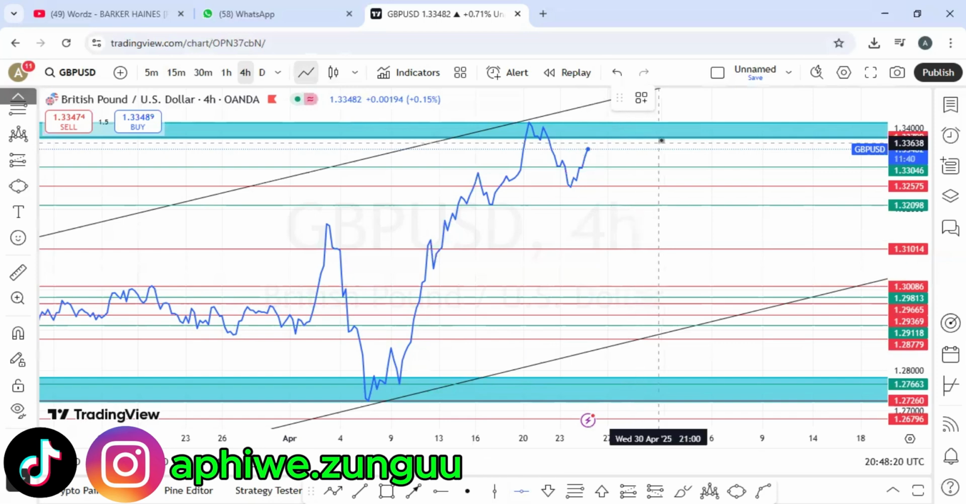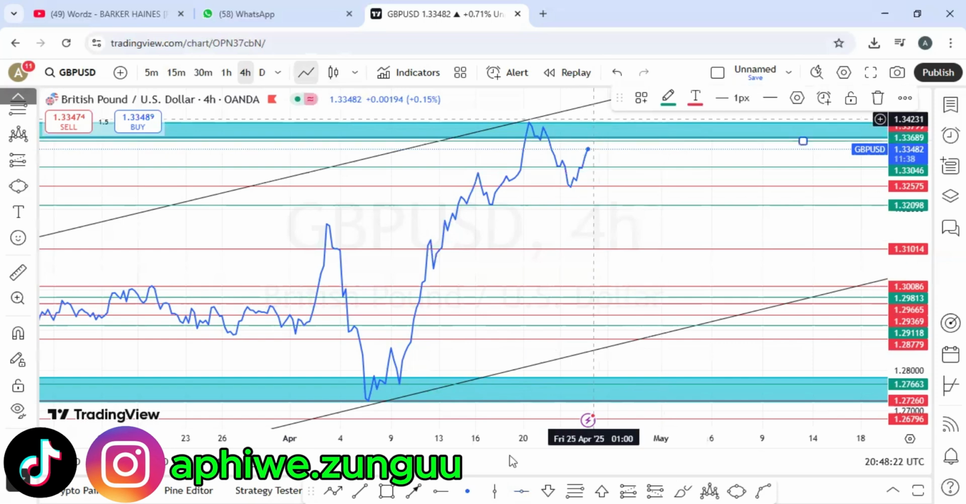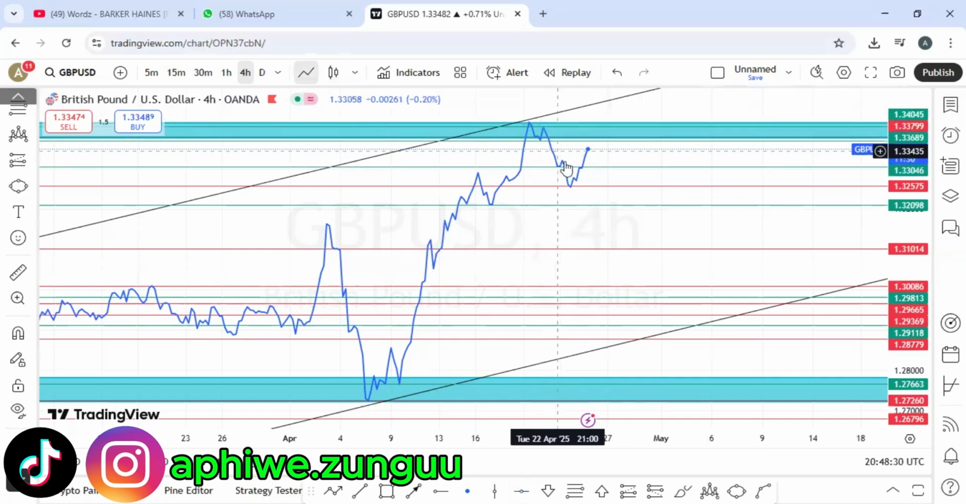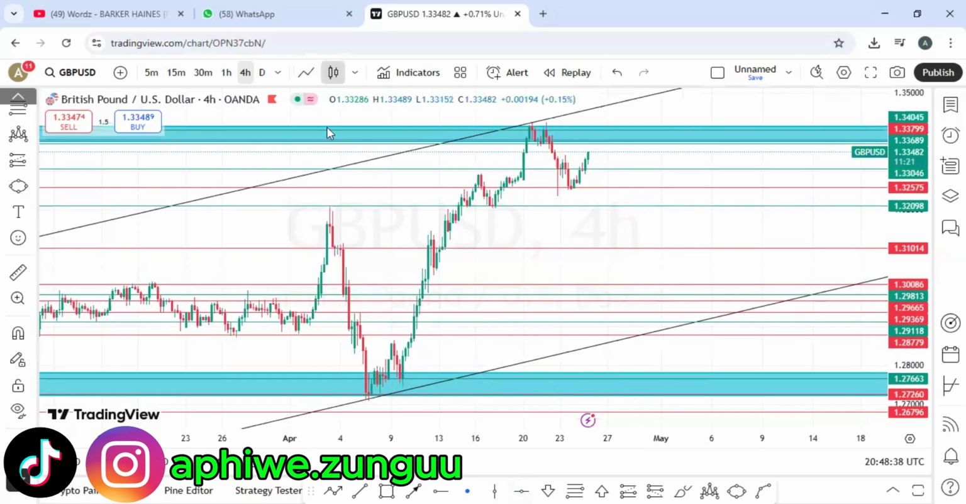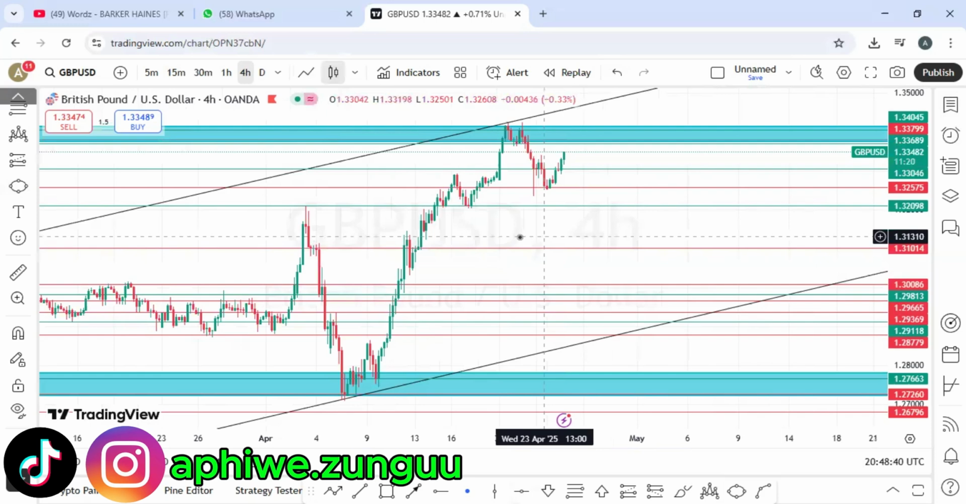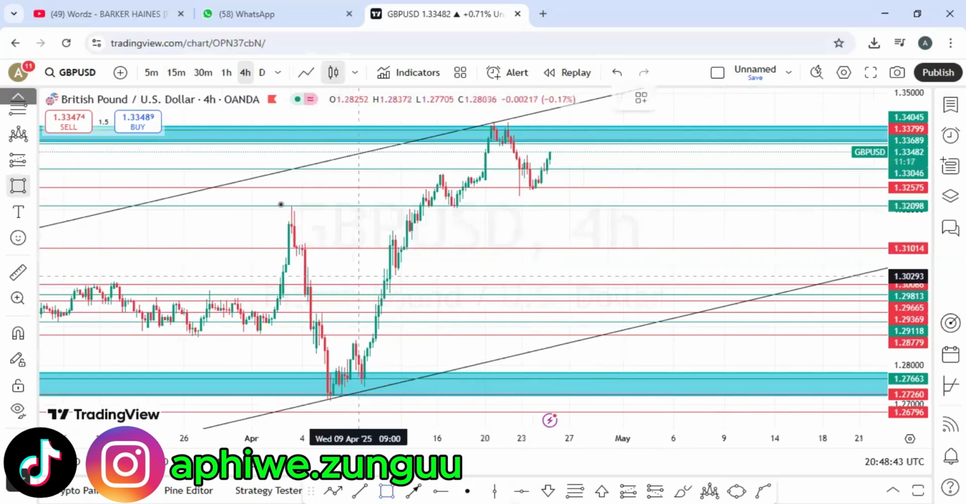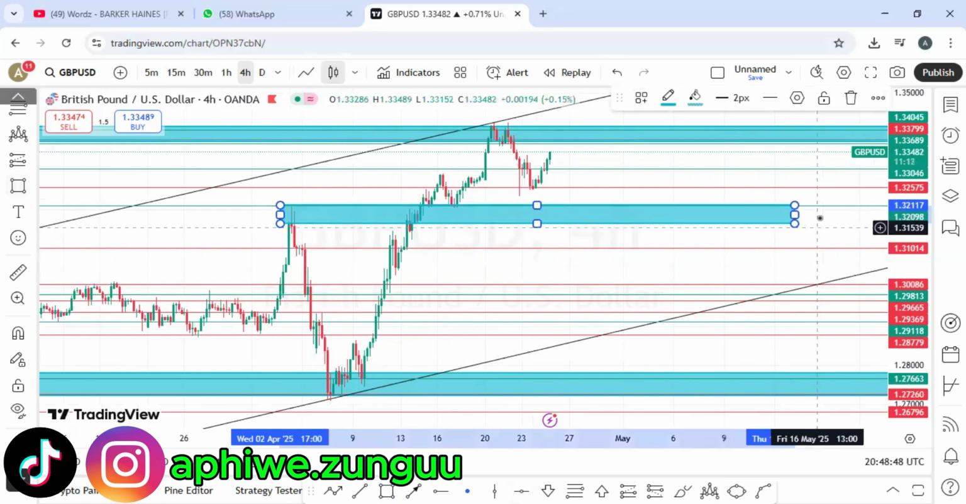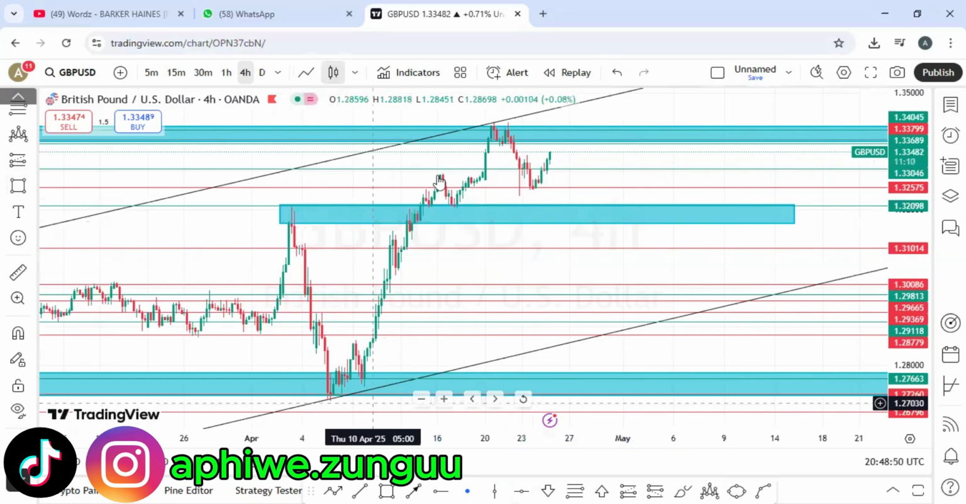Okay, so this is our low, and this is our high, right? Low, high, low, high, low, high, low, high, low, because the market is moving towards the upside, right? So we can see that the market is, of course, respecting structure. Of course, breaking our highs, coming back to retest, and continuing to the upside.